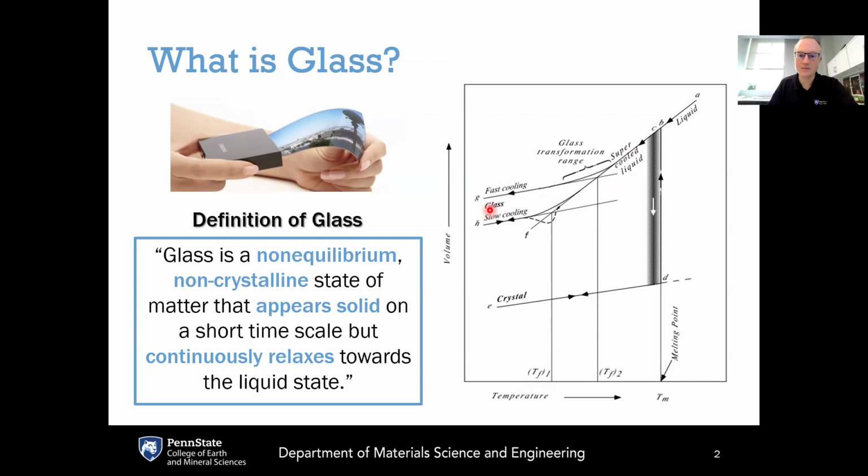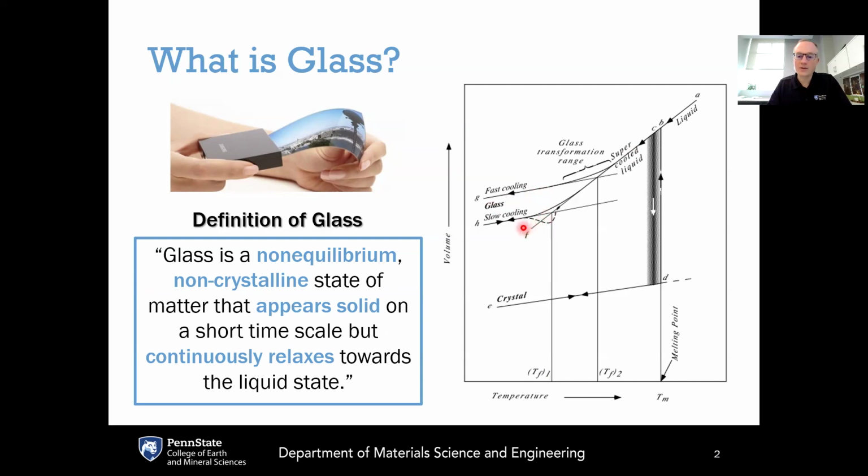All right, so glass is special because it is non-equilibrium, which means that its properties depend on the thermal history, which means that it is continuously trying to relax towards the supercooled liquid state, and we need an additional thermodynamic parameter to describe the state of the glass.